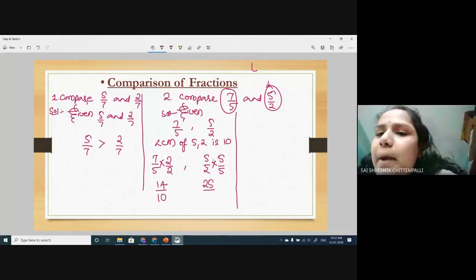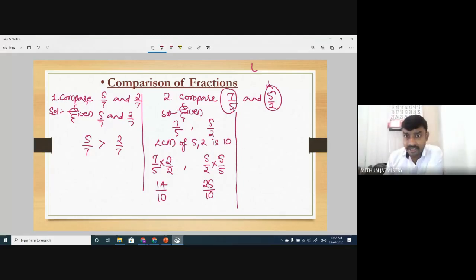So here you can observe that the given questions, 7 by 5 and 5 by 2, were unlike fractions. Now we converted them into like fractions, 14 by 10 and 25 by 10. Both have the same denominator, right? So they have been converted into like fractions. And when they are like fractions, you know what to do? Just pick the bigger numerator, 14 and 25. Who is bigger? 25. So obviously the symbol will turn towards 25 by 10, right?